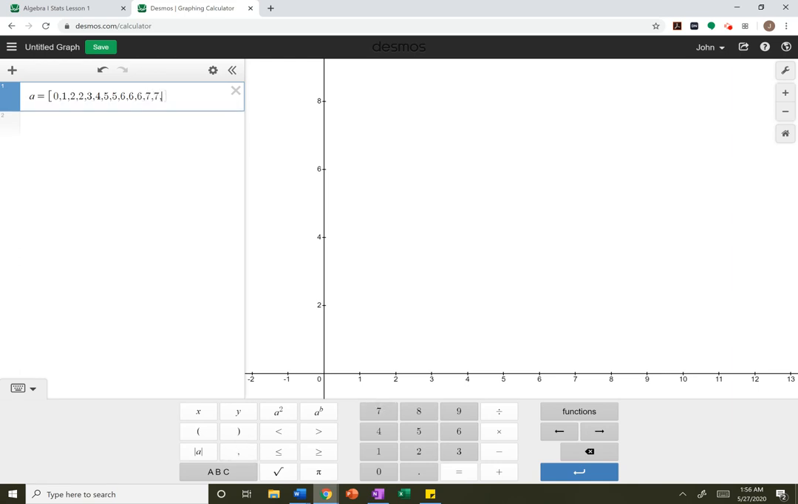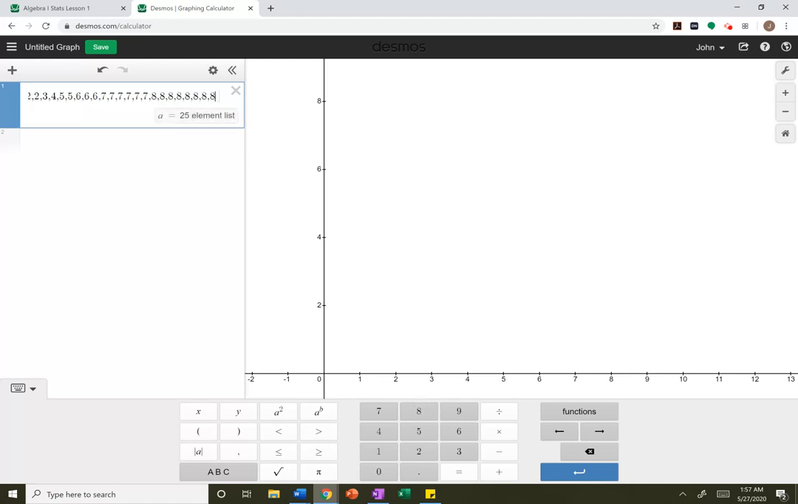1, 2, 3, 4, 5, 6, 7. Oh, I think that was too many sevens. 1, 2, 3, 4, 5, 6. I only want 6 sevens. Goodbye. Goodbye. Goodbye. I'm sure you missed that. And then I have 7 8s. 1, 2, 3, 4, 5, 6, 7.